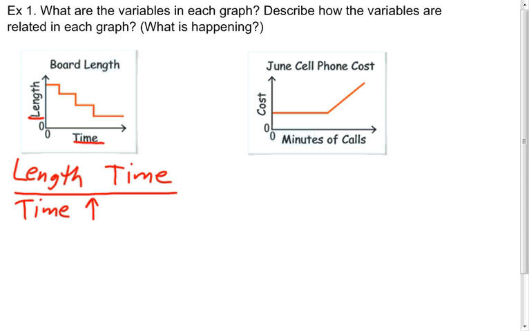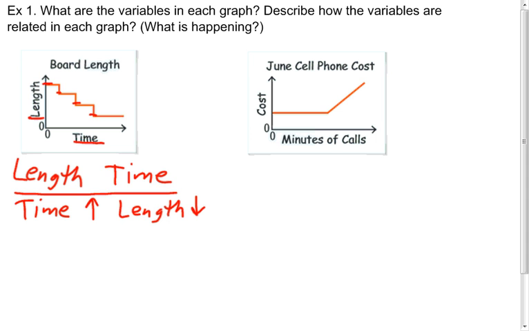What's happening to the length of my board? Well, it starts up here, and after a little bit of time, it goes down. And after a little bit more time, it goes down, and it goes down again. Okay? So the y-axis, when you go down your graph, that means that the value of whatever that variable is going down. So time is going up. Time always has to go up. And length is going down. Okay, that's how those two variables are related.